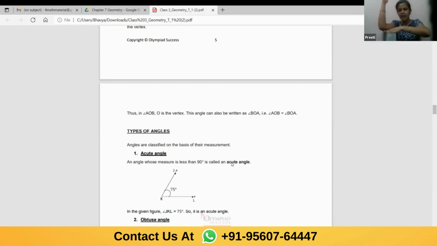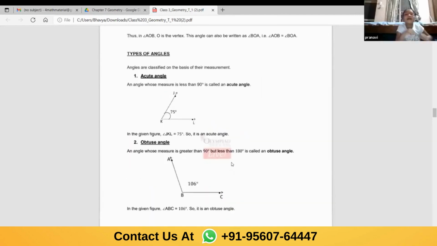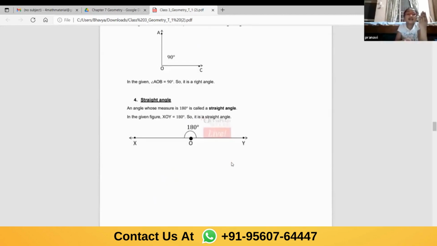The moment it is L, it becomes right. The moment it is more than L and less than the straight line, it is obtuse. So we have done 5 types of angles. I have yet to do 2 more types of angles with you, which is extra thing I will be teaching. Ma'am, I think we done 4 types of angles.